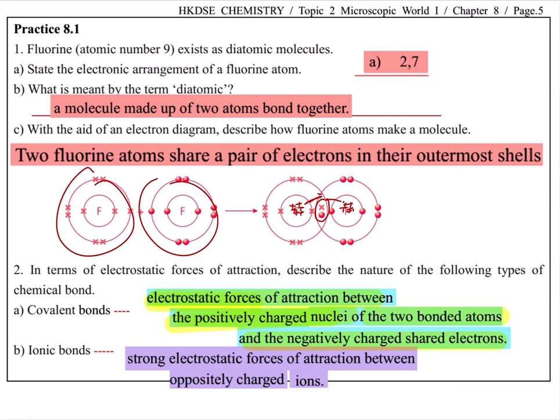Of the two bonded atoms, both atoms' nuclei, and then the shared pair of electrons. They attract together, so they stick together. So this is called a covalent bond.